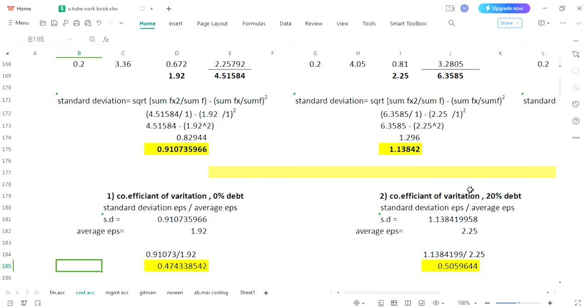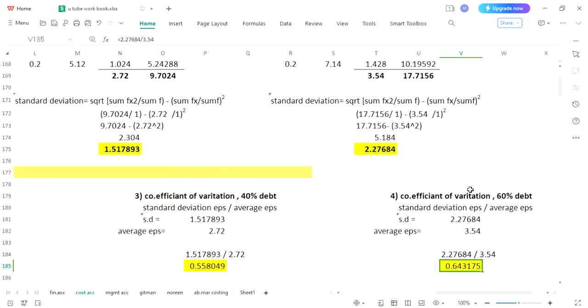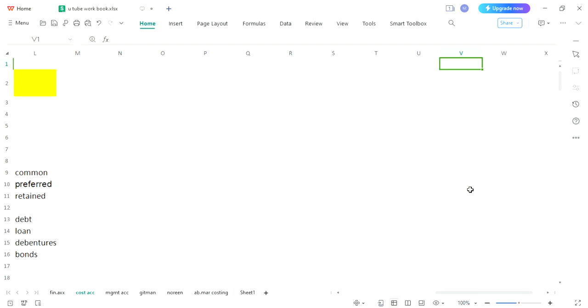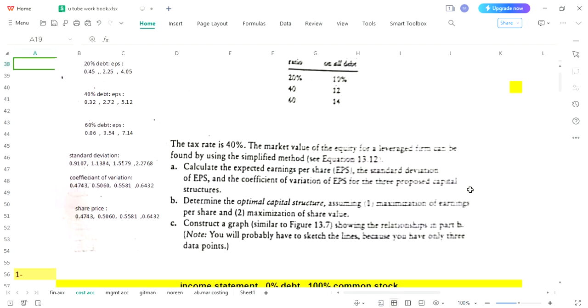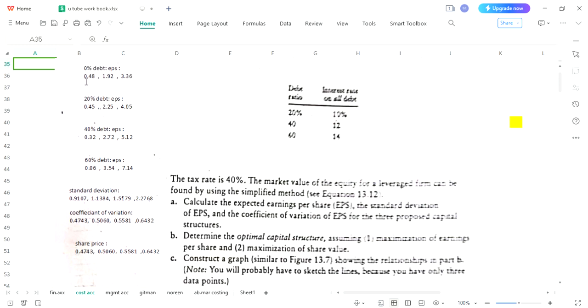Let it be checked. Your final fourth CV is 0.64. Go back to the question, and this is your final CV, 0.64. So look at that, how many answers we have calculated: 1, 2, 3, 6, 9, 12, 16 and 20.